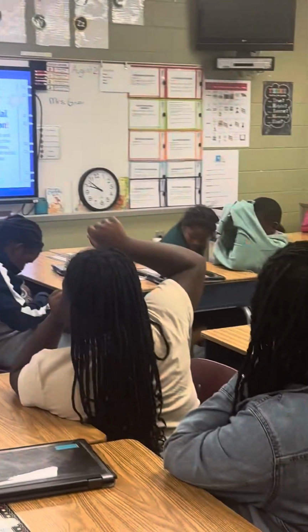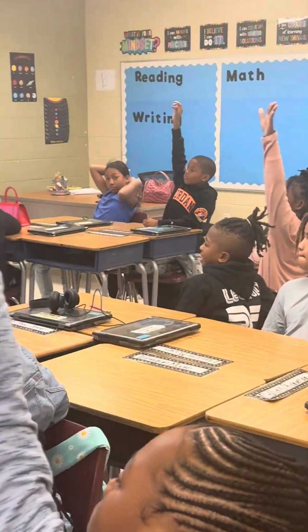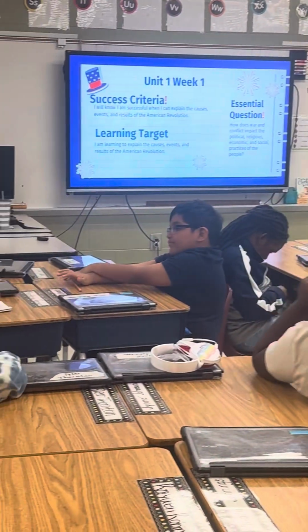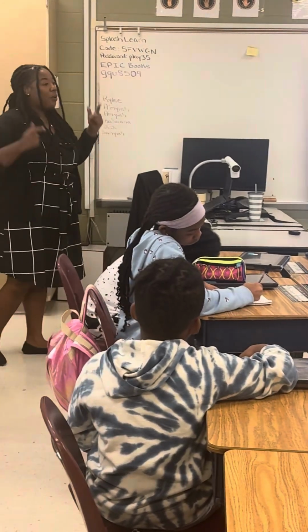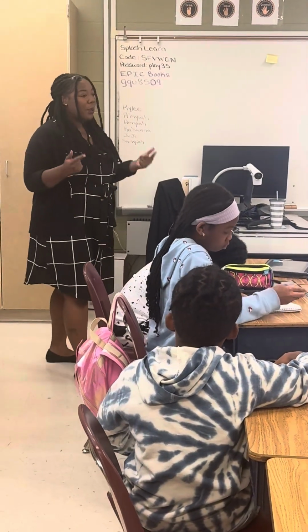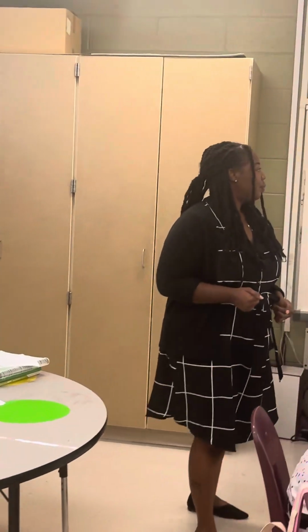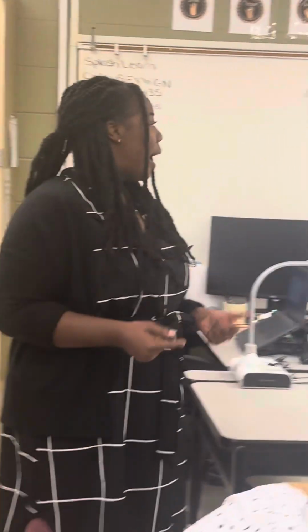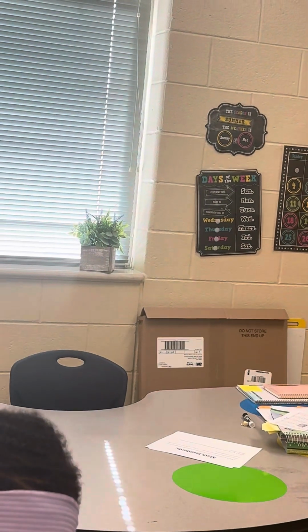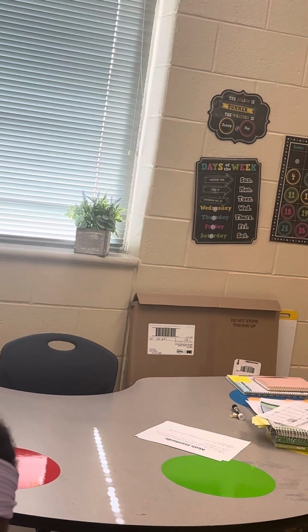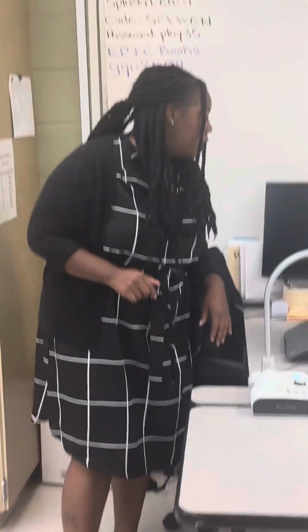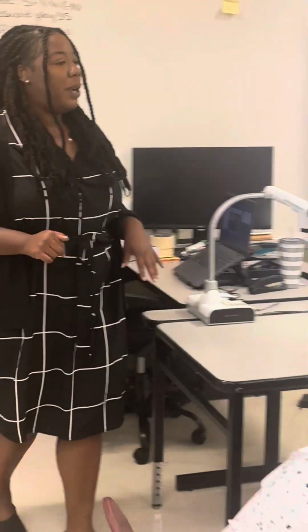How will we know we're successful? Who's going to read the success criteria? Amaya B, I want you to read it, and we're all going to join in at what? Successful. Very good, at successful. So go ahead and begin, Amaya. I will know I'm successful when I can explain the causes, events, and results of the American Revolution. Very good, very good.